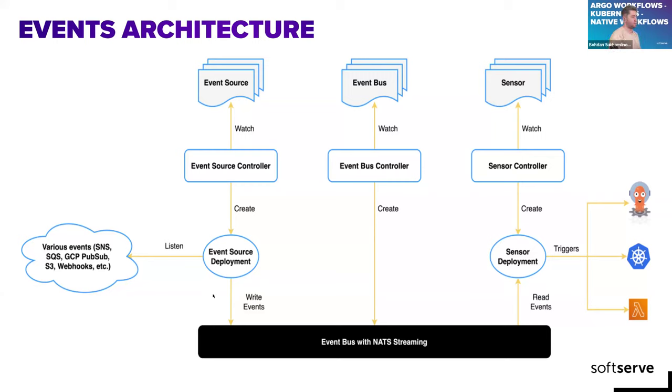This is the general architecture of how it works. As you can see here, it's using some bus. I will be using NATS in this case, but it can be at huge scales. They recommend using Kafka, but in general, anything that can be queried can be used. Then we will have some new resources. Previously, we saw the Workflows CRD. Now we will use and investigate what an event bus, an event source, and a sensor are.